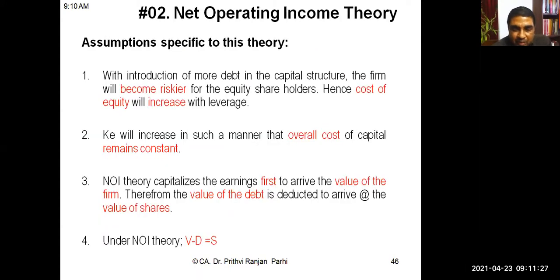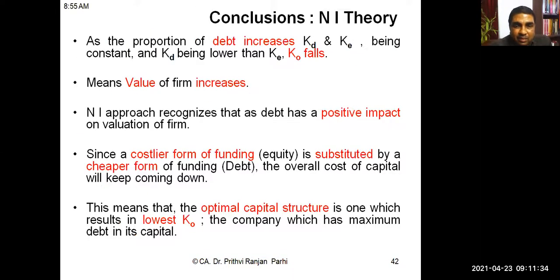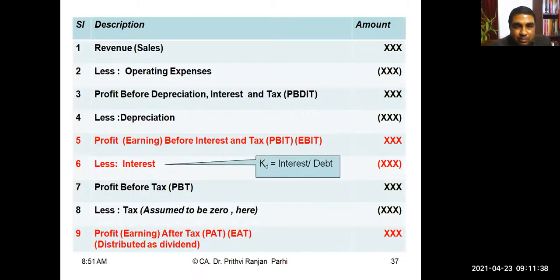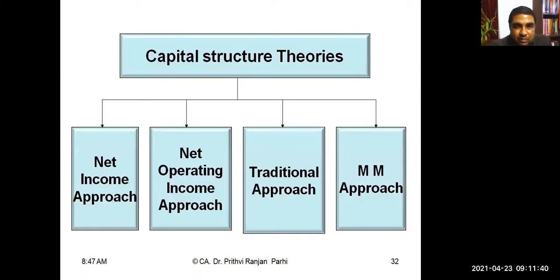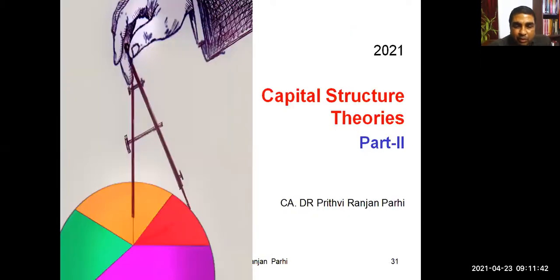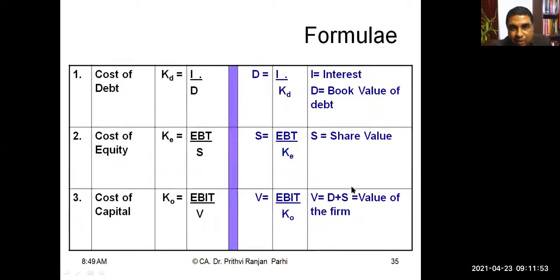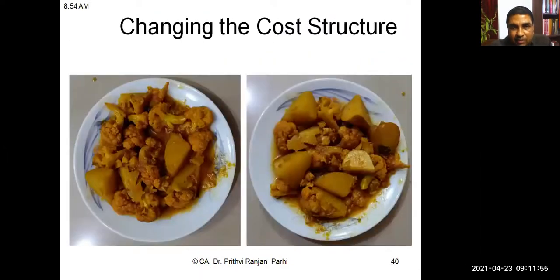Now, having covered this, we'll move to the next theory. Next theory is net operating income. As I told you, as per our syllabus, we have to read these four theories. Right? These are the four theories we are going to learn. Net income theory or net income approach. Next is net operating theory. Then traditional approach. Then MM approach. So next is net operating theory, our second theory we are going to learn now.